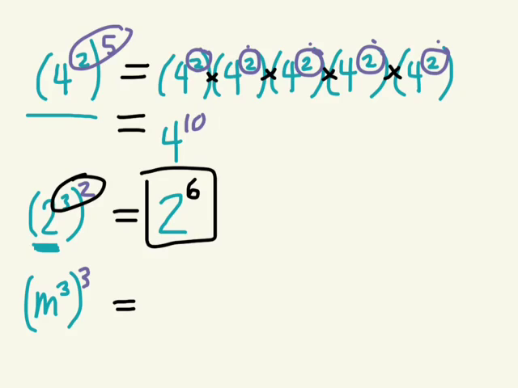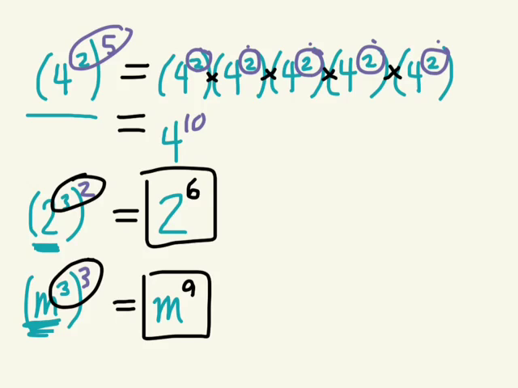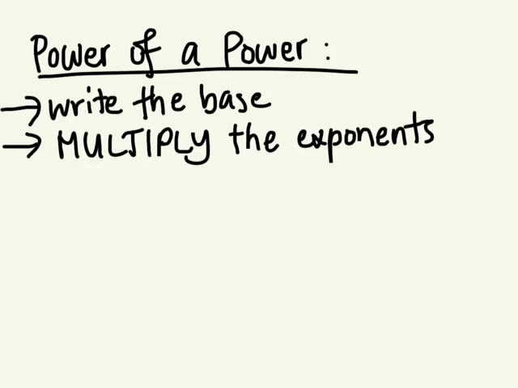So for the next one, you're all wondering why there's an m there. Write the base. We don't know what m represents, so I'm just going to leave it as m. What do I do with the exponents? Multiply. 3 times 3? 9. That's the answer. It is a single power. Well, what if you have to evaluate? Okay, so for a power of a power, we're going to write the base, and then we're going to take the exponents, and we're going to multiply.